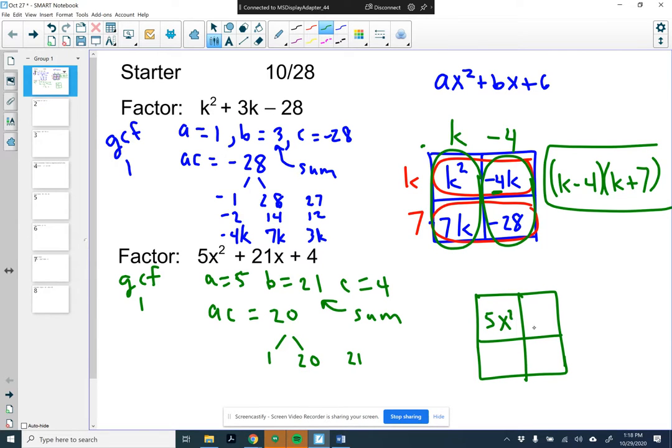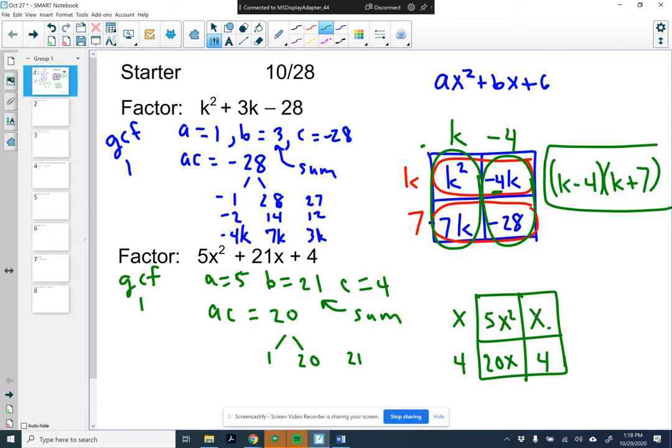First term gets the first square, last term gets the last square. The middle term gets split into two pieces, an x and a 20x. We'll find the greatest common factor of the top row. 5x squared and x have a greatest common factor of x, looking just at the top row. Bottom row, 20x and 4 have a common factor of 4, and we're going to do a positive.